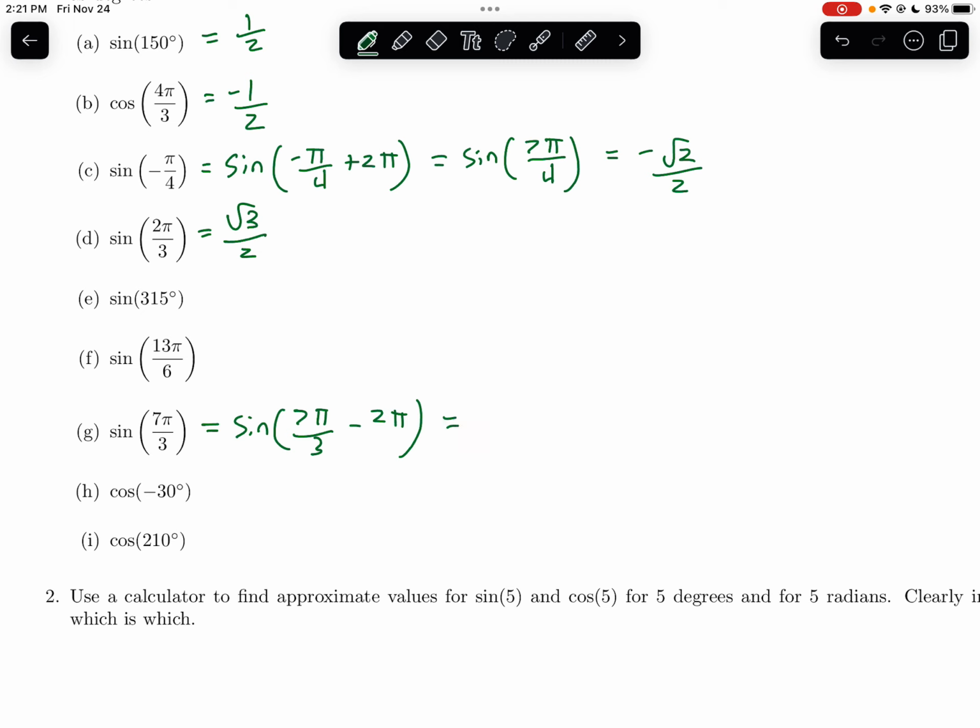So subtracting, we need something over 3, so we can write 2 pi as 6 pi over 3, and then subtract that from 7, and so you get that this is the sine of pi over 3, and this is in the first quadrant. Its value is √3 over 2.